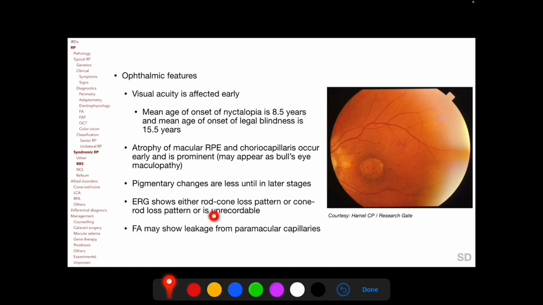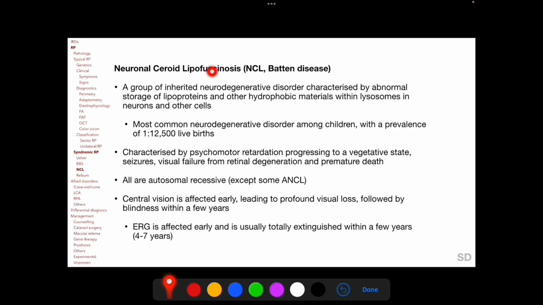Neuronal ceroid lipofuscinosis or NCL are a group of inherited neurodegenerative disorder characterized by abnormal storage of lipoproteins and other hydrophobic materials within lysosomes in neurons and other cells, and it is the most common neurodegenerative disorder among children. Most forms of NCL are autosomal recessive. Central vision is affected early, leading to profound visual loss, and ERG is affected early and is usually totally extinguished by 4 to 7 years of age.